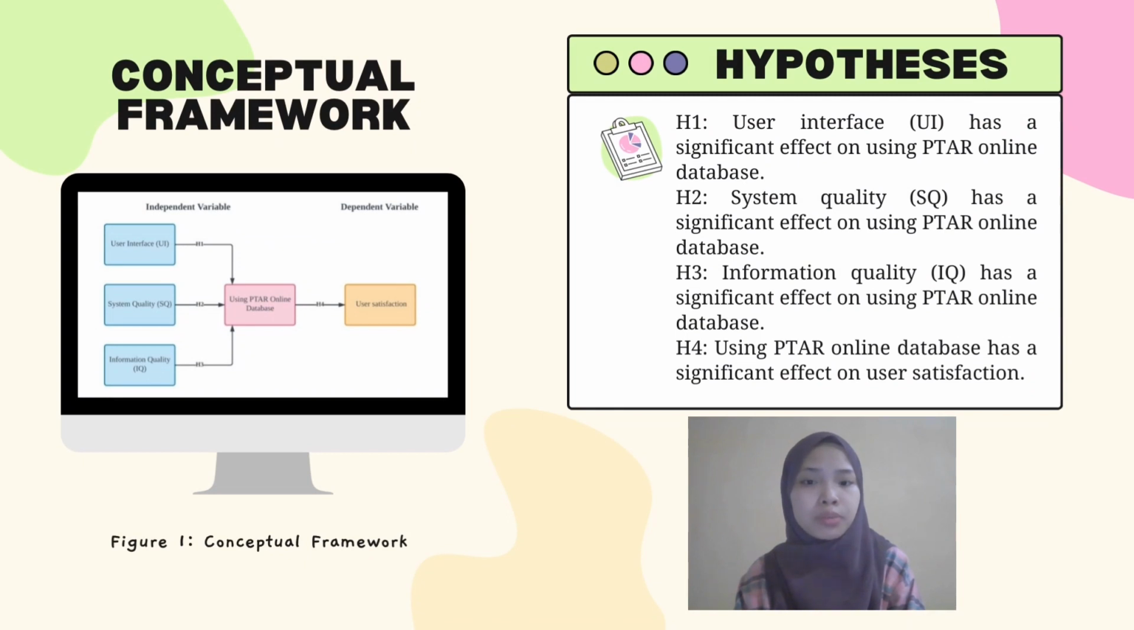Next is about the conceptual framework and hypothesis. A conceptual framework shows how variables should be related to one another. It outlines research methods of pertinent goals fit to produce logical findings. The conceptual framework below represents the relationship between the independent variables such as the user interface, system quality, and information quality that influence the user satisfaction. The scope of this study is to determine the level of user satisfaction among students in the School of Information Science at UiTM that use the Ptar online database.